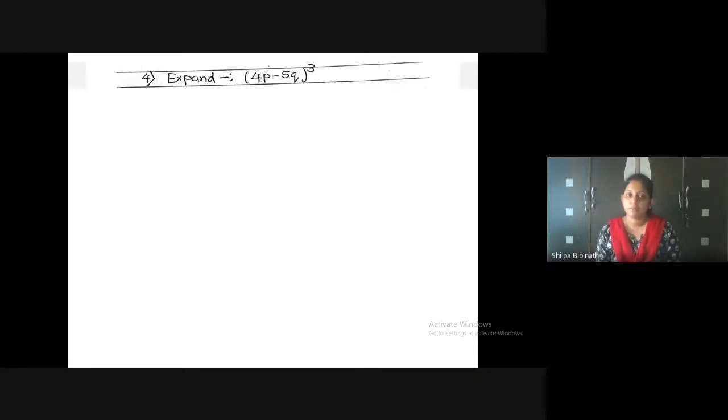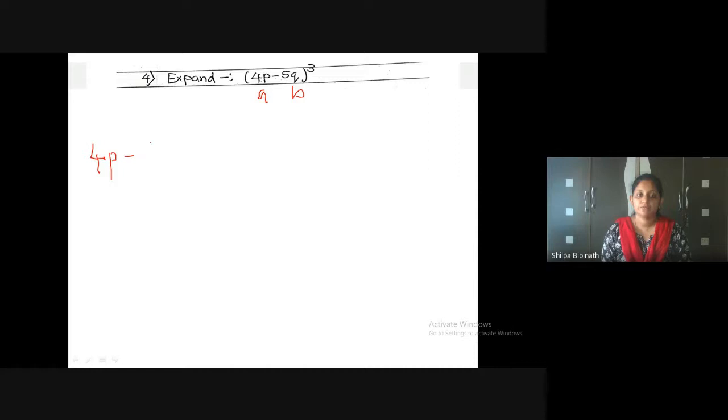Here you are going to apply a minus b the whole cube. So 4p will be a, 5q will be b. Apply the formula. So it's always a better option to write down the formula and then solve. So that will help you better and you will make fewer mistakes when the formula is in front of you. So first write down the formula and then substitute the value. Okay.